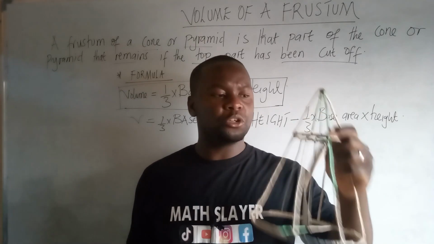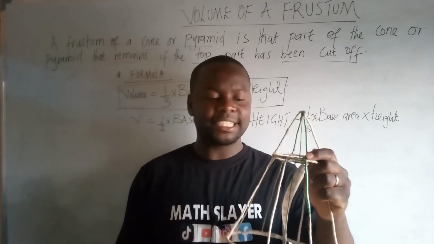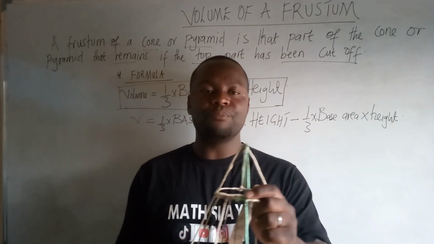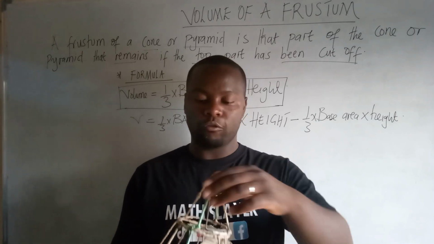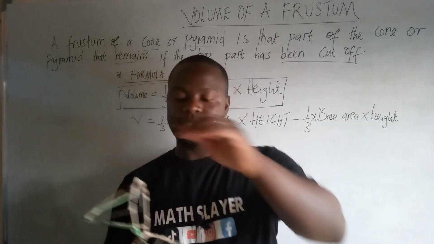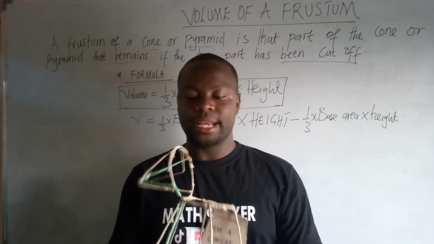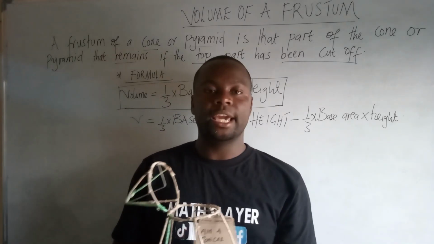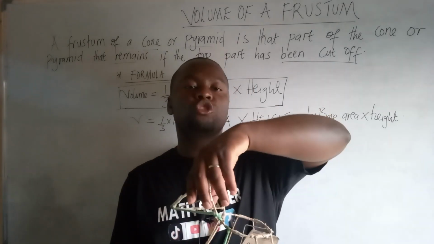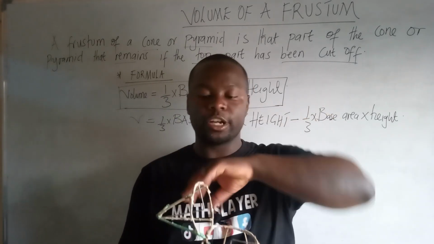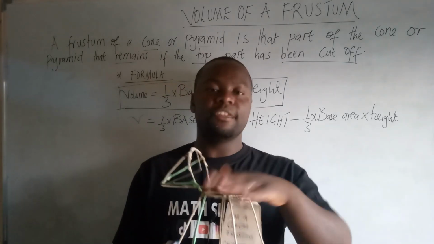If we are using a cone, a frustum is the shape that remains if we cut off the top part of a cone. So let's cut off. If I remove it like this, this part that will remain from here up to here is what we are referring to as a frustum. After we have removed the top part of the cone, what will remain is the frustum.